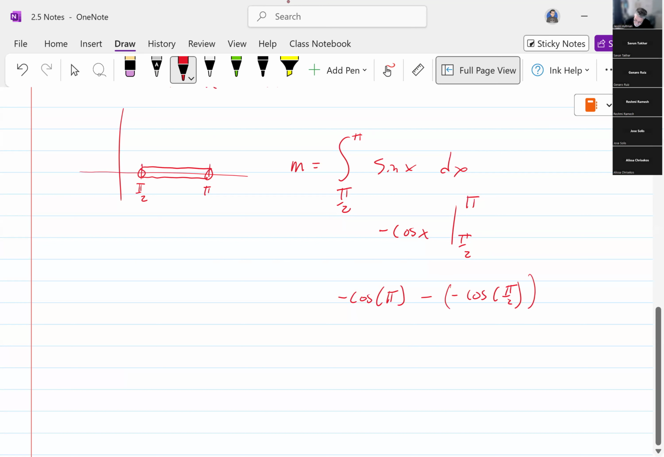Well, the cosine of pi is -1, so this becomes the negative of a -1. The cosine of pi/2 is 0, so this whole thing goes to 0, so this is just plus 0. And so this becomes 1. The mass was given in kilograms, because the density was kilograms per meter cubed, so it's just 1 kilogram. The whole rod has a mass of 1 kilogram.